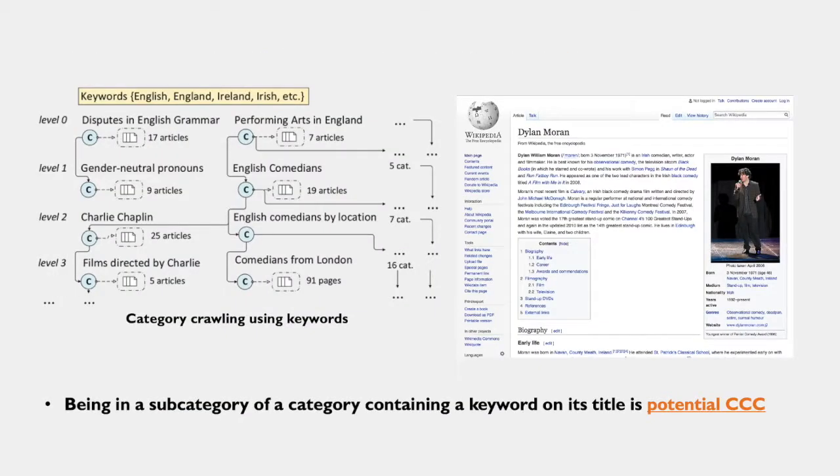And among the non-reliable, we find those articles collected using the category graph. So for instance, using the English keyword, we can get some categories like performing arts in England, and then crawl down the different levels in the category graph and collect more and more articles related to the same semantic field. But sometimes there is interference, so we cannot consider them totally reliable.